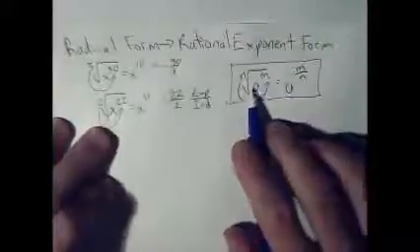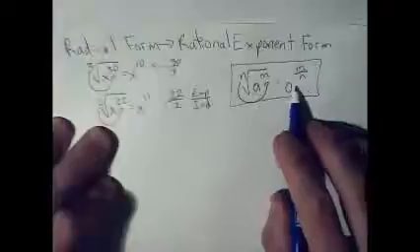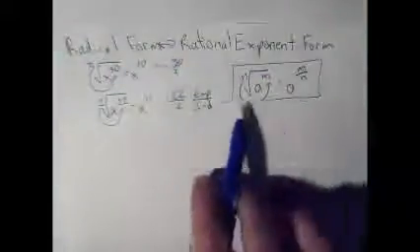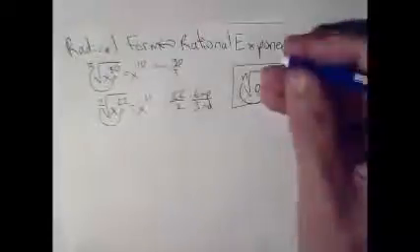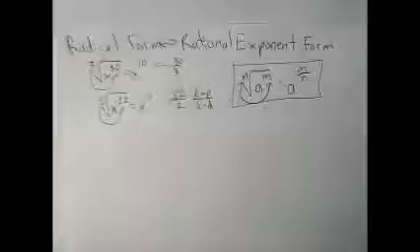This is how we convert back and forth between radical and rational exponent form. And it works both ways. We can just bounce back and forth, swinging that index around as the denominator, or the denominator right back around as the index. Let's look at some examples.